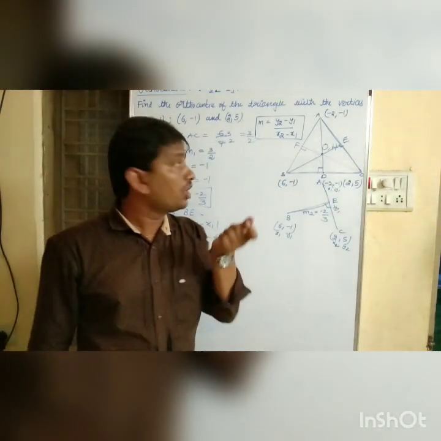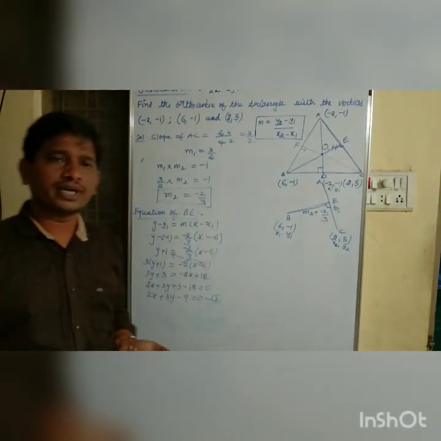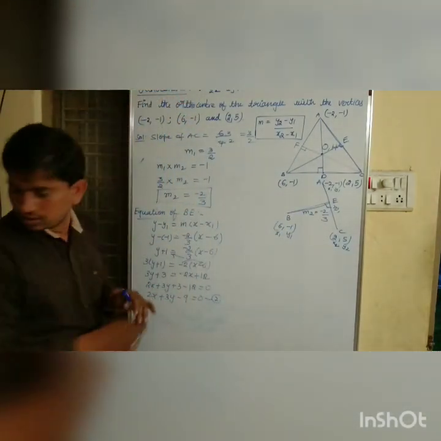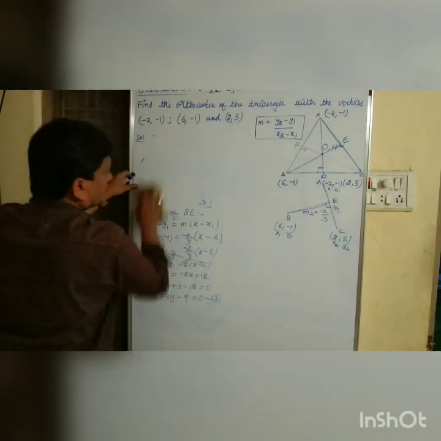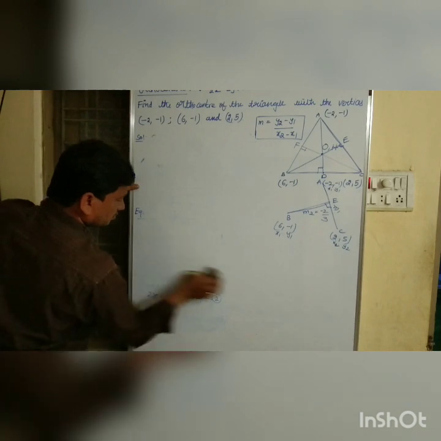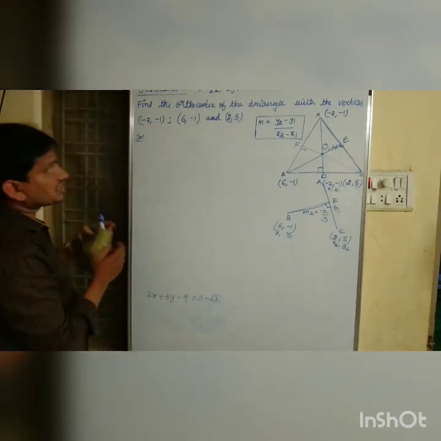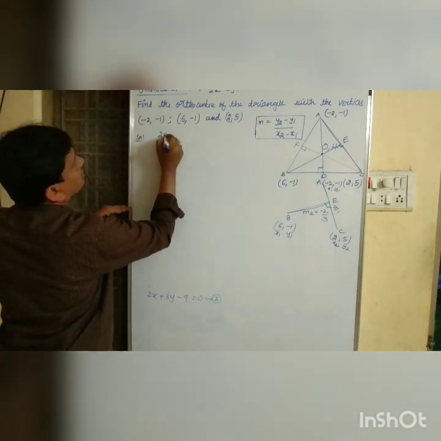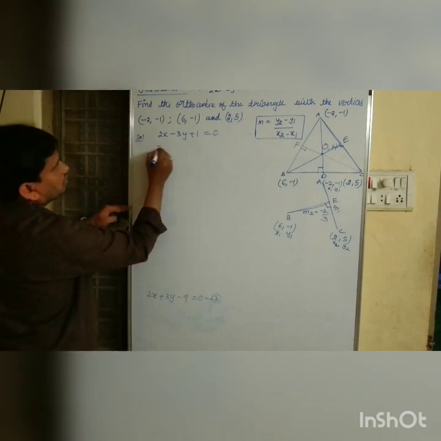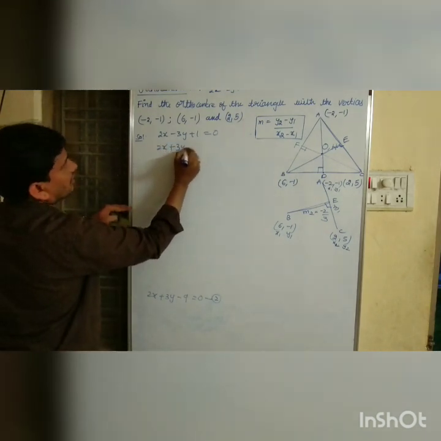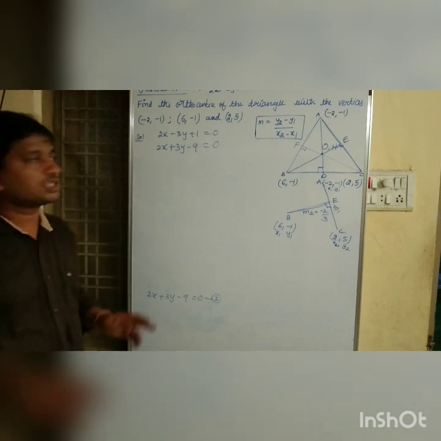What do we mean by orthocenter? The point of concurrence of the altitudes. So we got the first equation, equation number 1, which is 2x minus 3y plus 1 equal to 0, and equation number 2 is 2x plus 3y minus 9 equal to 0. These are the two equations. Let us solve these two equations.